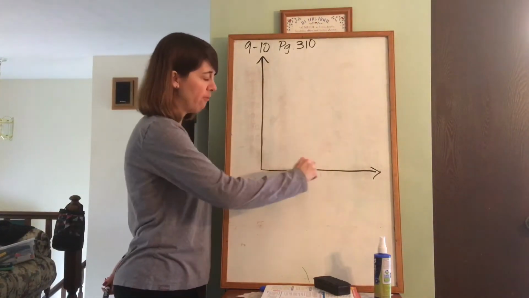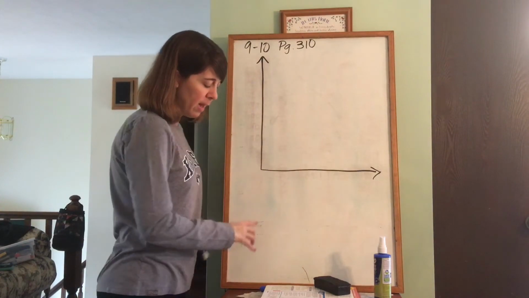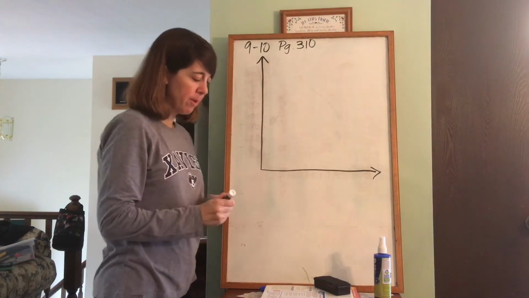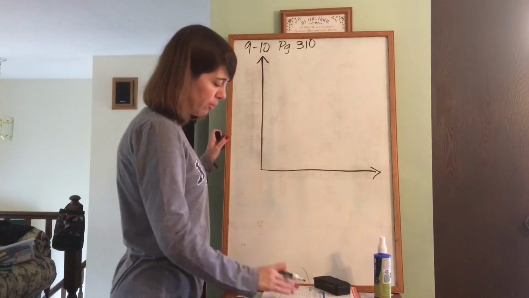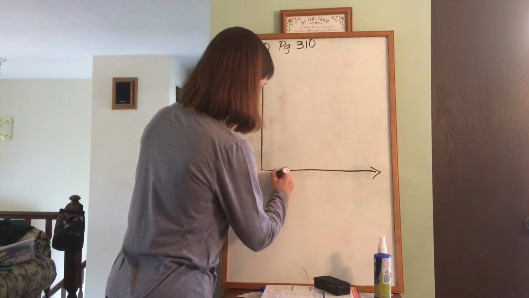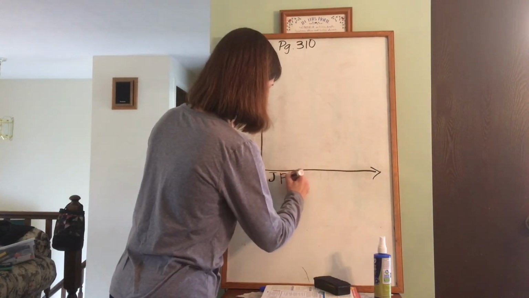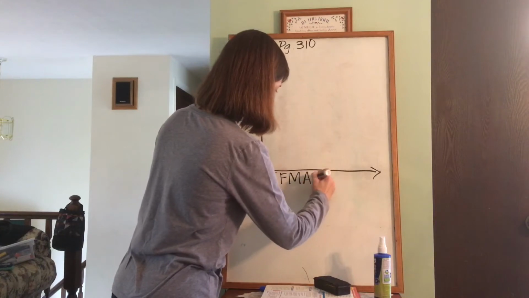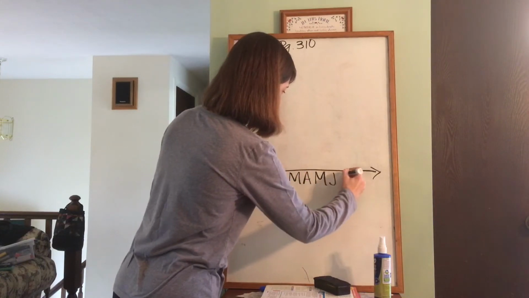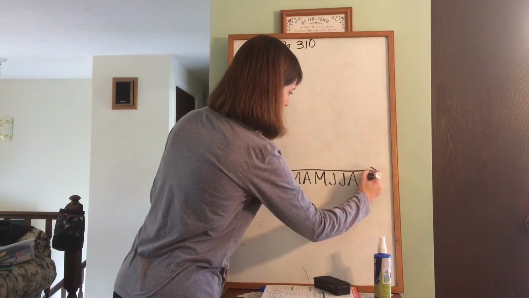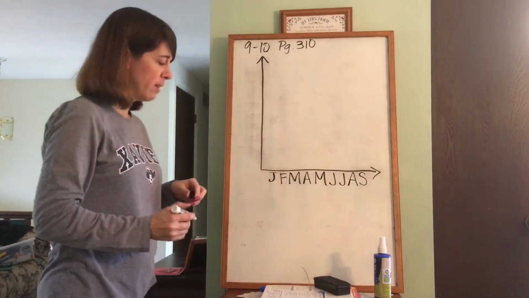So we've got our graph here. We need to put our months along the bottom, along the horizontal. Again, we're going January through September. So we'll just label those with the first letter of each month.